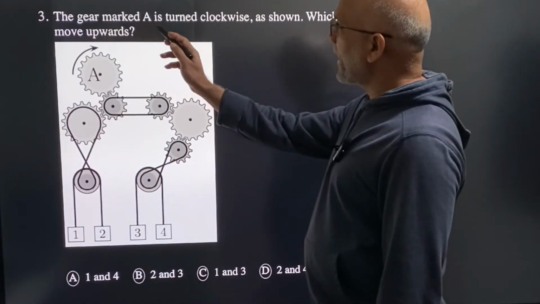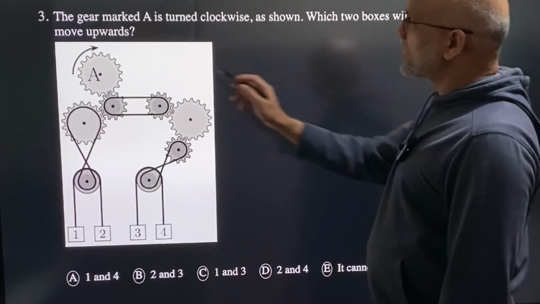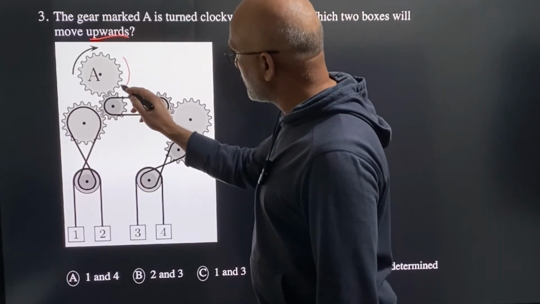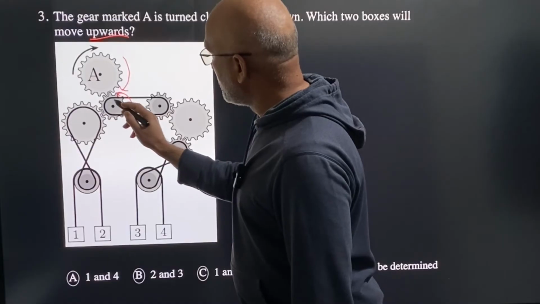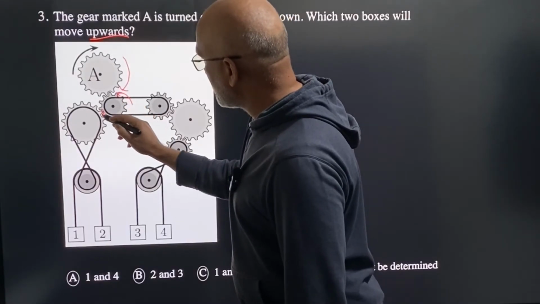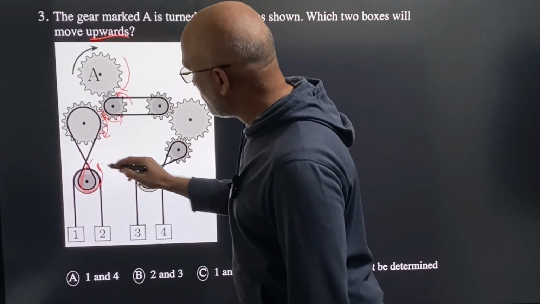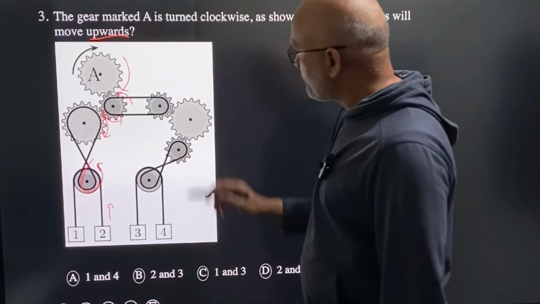The gear marked A is turned clockwise here as shown. Which two boxes will move upwards? Alright, so this gear is moving like this. They're connected together, so this will move like this. When this is going to move like this, it will move like this. When this is going to move like this, this is going to move up. So 2 is going to move up here.